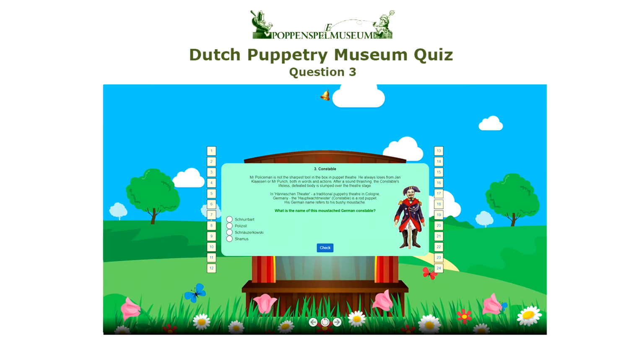Three. Constable. Mr. Policeman is not the sharpest tool in the box in puppet theatre. He always loses from Jan Klaassen or Mr. Punch, both in words and actions. After a sound thrashing, the constable's lifeless, defeated body is slumped over the theatre stage. In Hanneschen Theatre, a traditional puppetry theatre in Cologne, Germany, the Hauptwachtmeister, constable, is a rod puppet. His German name refers to his bushy moustache. What's the name of this moustached German constable?